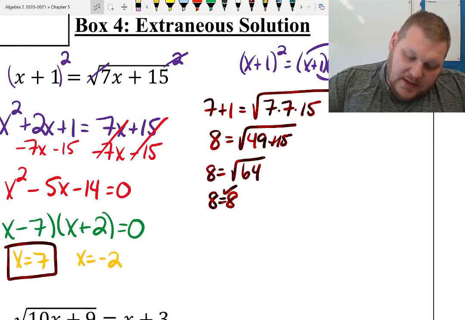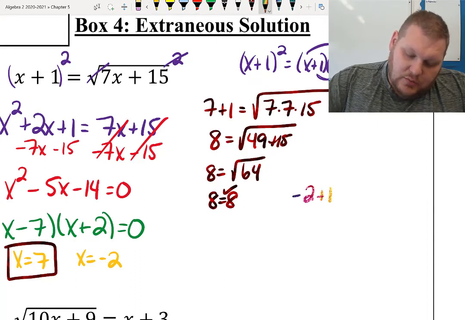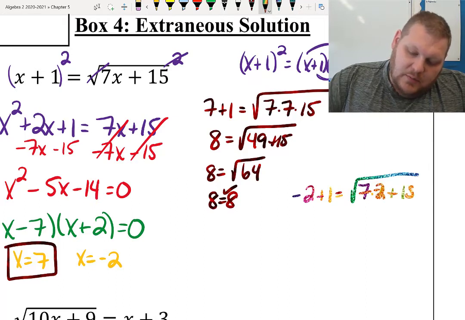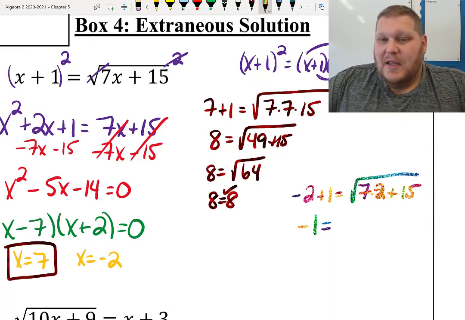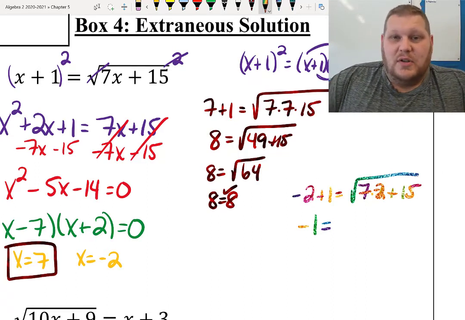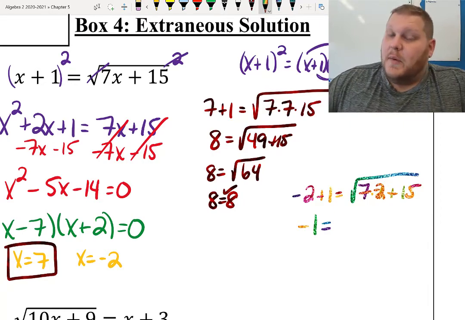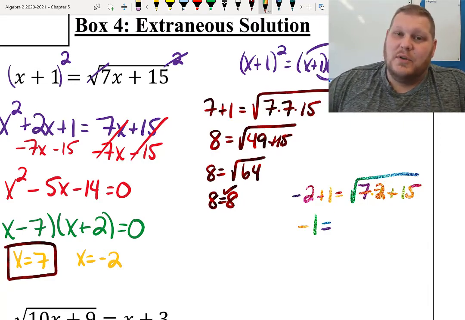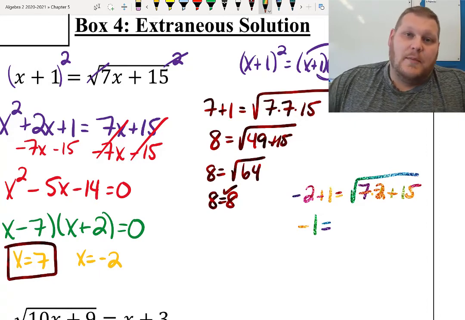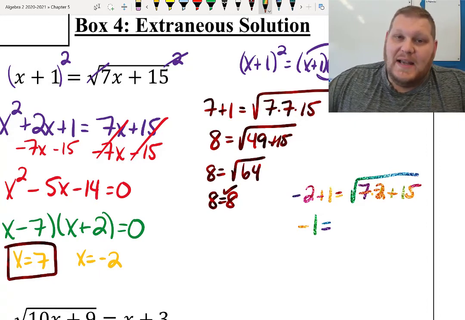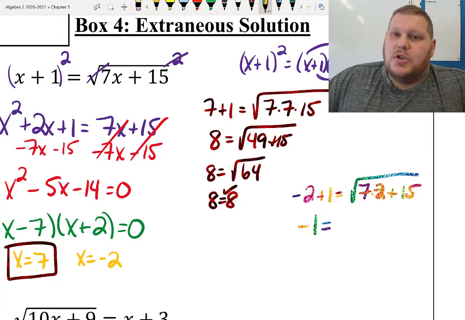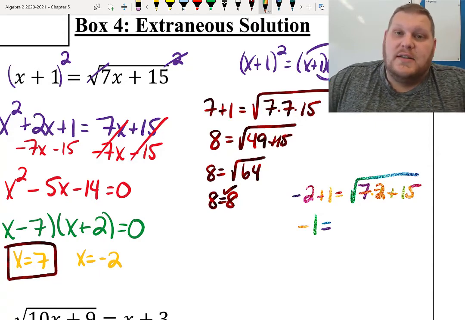Because if I plug that in, negative 2 plus 1 equals the square root of 7 times negative 2 plus 15. That gives me negative 1 on the left side over there. And without even having to finish this really, I should know that that's going to be an issue because my square roots are always positive. We never had any negative square roots at all, right? It's either imaginary, non-real answer, or it's positive, or 0. So intuition should tell us that it's not a solution.